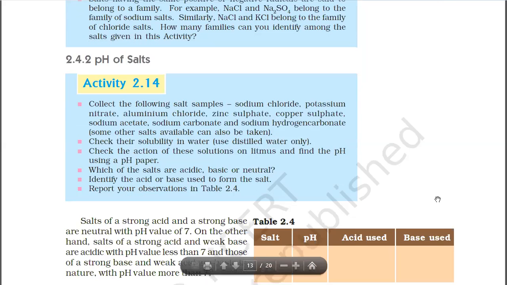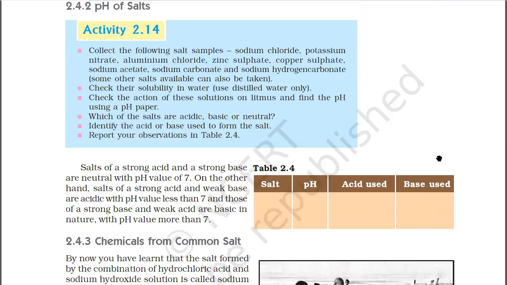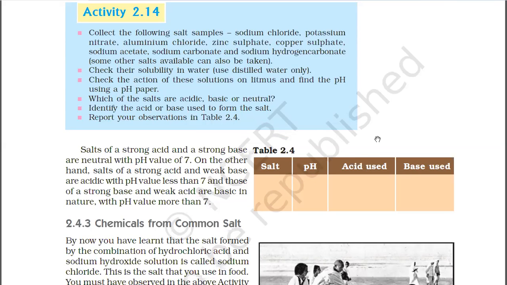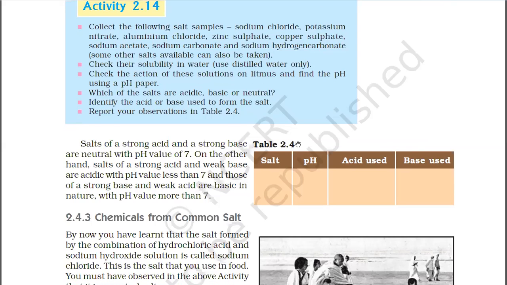pH of salts. Activity 2.14. Collect the following salt samples: sodium chloride, potassium nitrate, aluminum chloride, zinc sulfate, copper sulfate, sodium acetate, sodium carbonate, and sodium hydrogen carbonate. Some other available salts can also be taken. Check their solubility in water. Use distilled water only. Check the action of these solutions on litmus and find the pH using a pH paper. Which of the salts are acidic, basic, or neutral? Identify the acid or base used to form the salt and report your observations in Table 2.4.